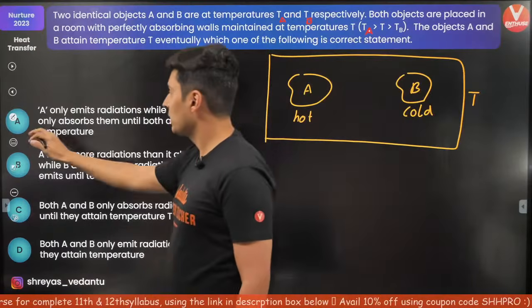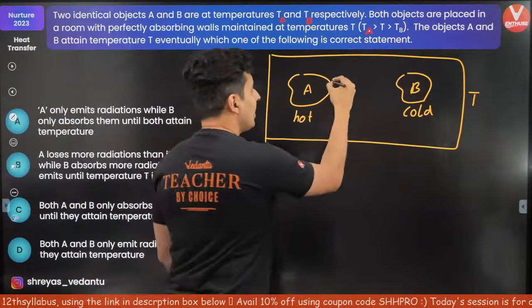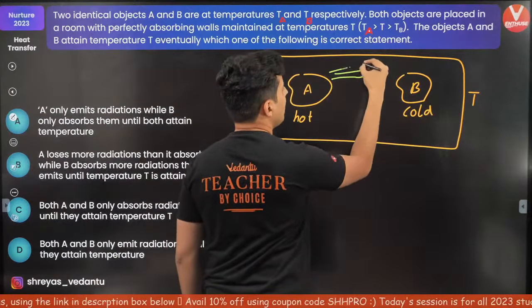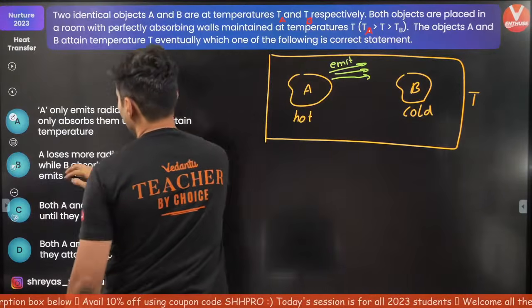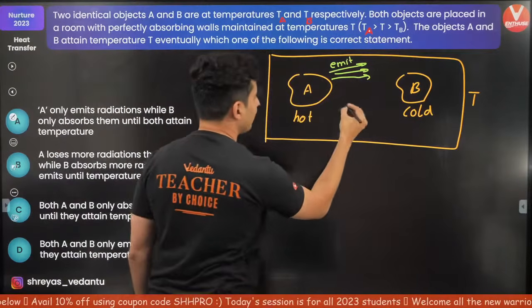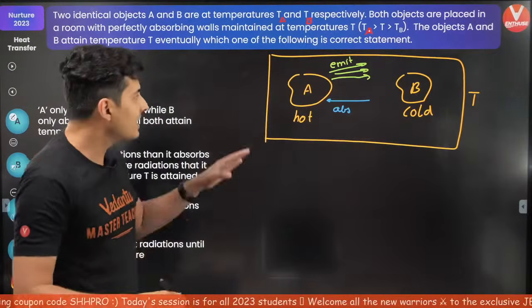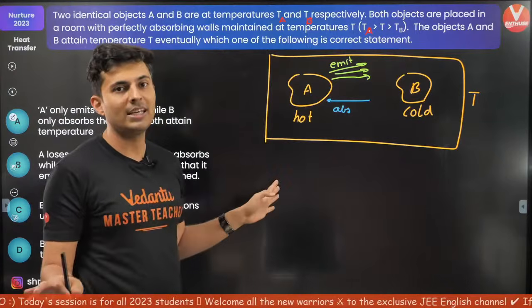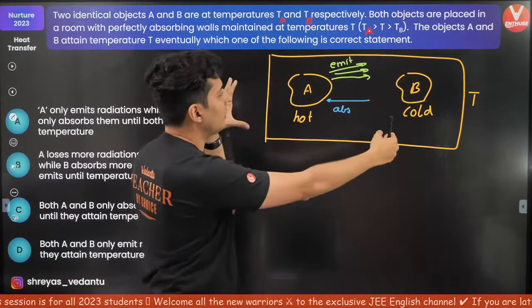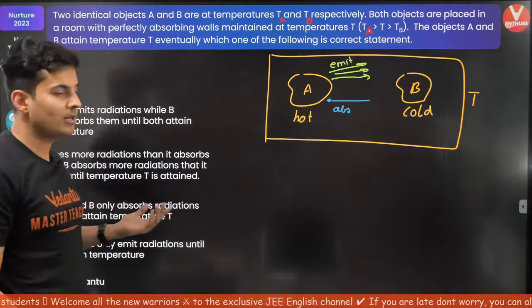Heat will come out of the hot body. Obviously, the heat will come out of the hot body, but there will be more heat coming out of it. So it will be emitting more, but it will be absorbing less. Once it reaches equilibrium, the amount of emission and absorption will be equal. See, this is hot, this is cold. Obviously, they will finally come to the same temperature, and then at equilibrium, the emission and absorption will be the same.